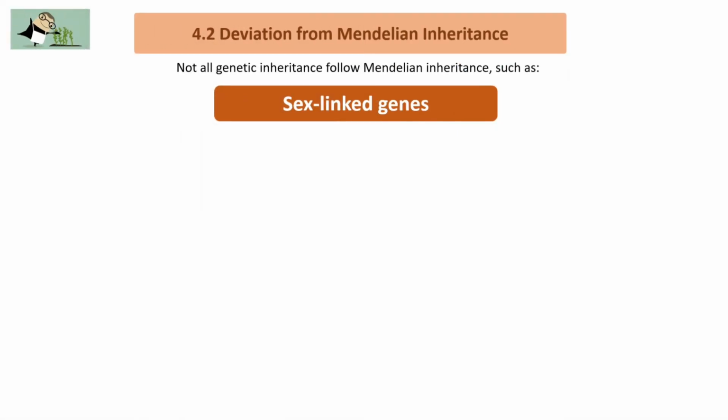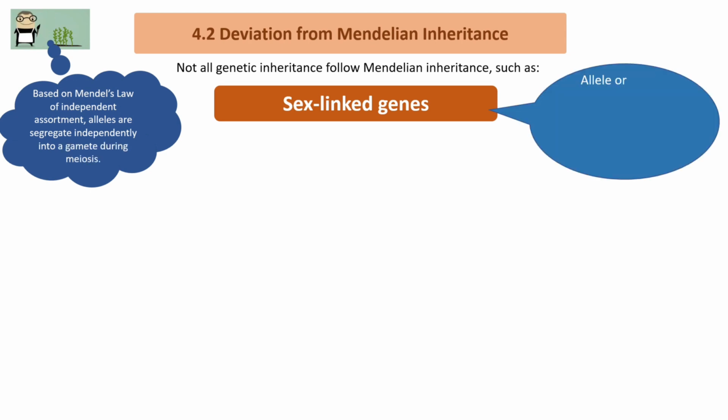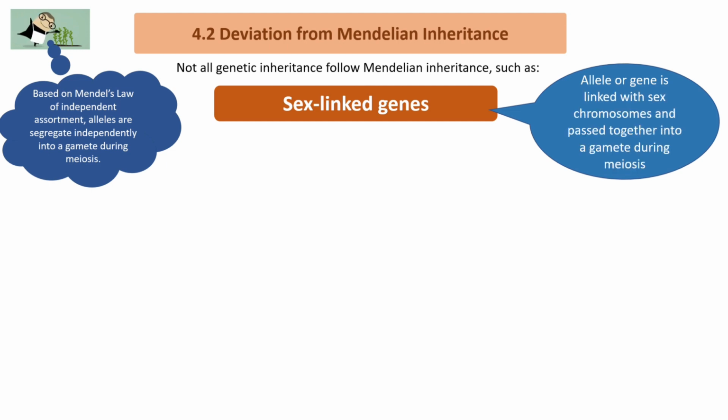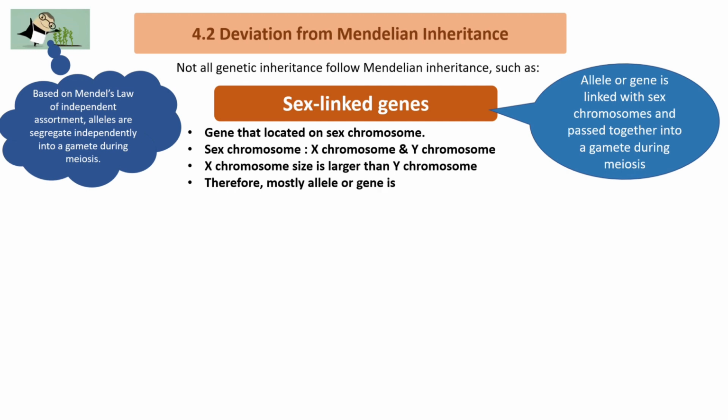Next is sex-linked genes. Based on Mendel's law of independent assortment, alleles segregate independently into gametes during meiosis. But in sex-linked genes, an allele or gene is linked with sex chromosomes and passed together into a gamete during meiosis. So, a sex-linked gene is a gene that is located on a sex chromosome. There are 2 types of sex chromosome, the X chromosome and the Y chromosome. The X chromosome is larger than the Y chromosome. Therefore, most alleles or genes are linked to the X chromosome.